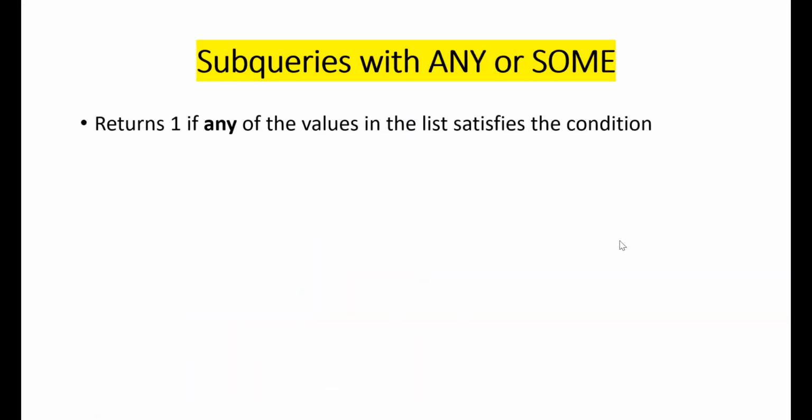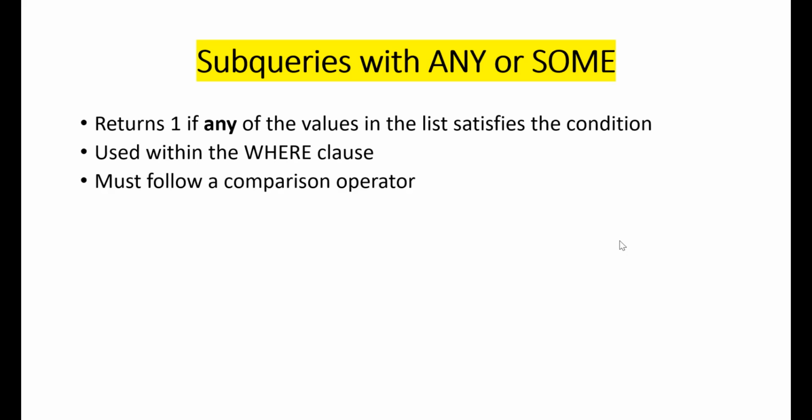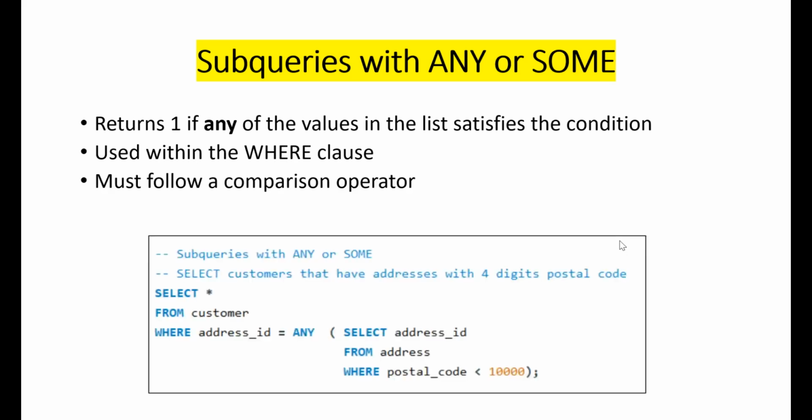Next, we have subqueries with any or some. It returns one if any of the values in the list satisfies the condition. It is also used within the where clause and must follow a comparison operator. As we have seen for in, we don't need to use any comparison operators, but with any or some, we have to use the comparison operators. And one small remark is that some is an alias for any. So if you use any or some, it is the same thing.